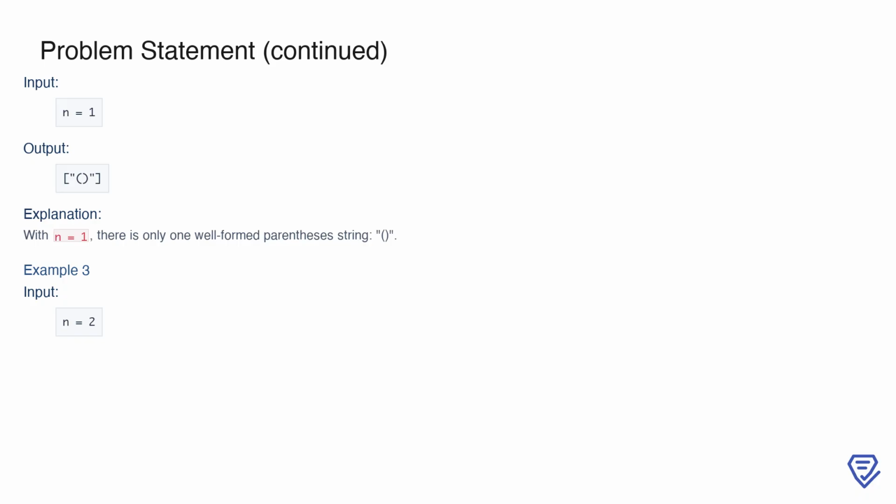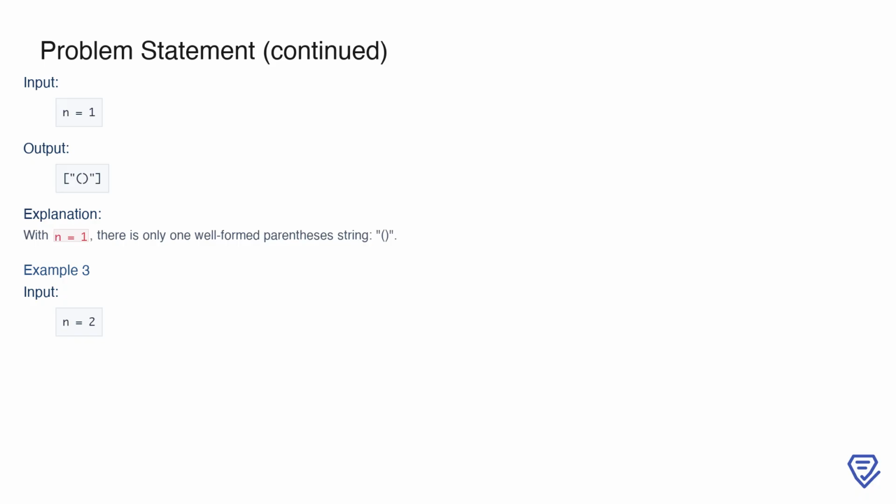Now, consider the case where n equals 2. Here, there are 2 valid combinations, and in the first combination, both pairs are nested. This means the first pair of parentheses fully contains the second pair. In the second combination, the 2 pairs are sequential, with each pair standing independently.